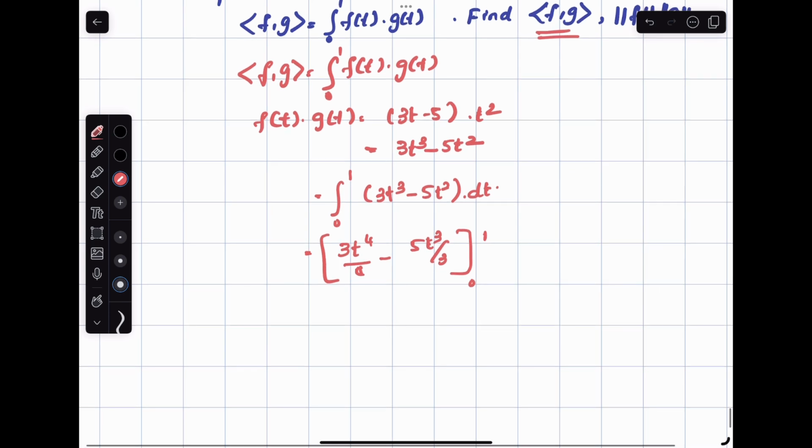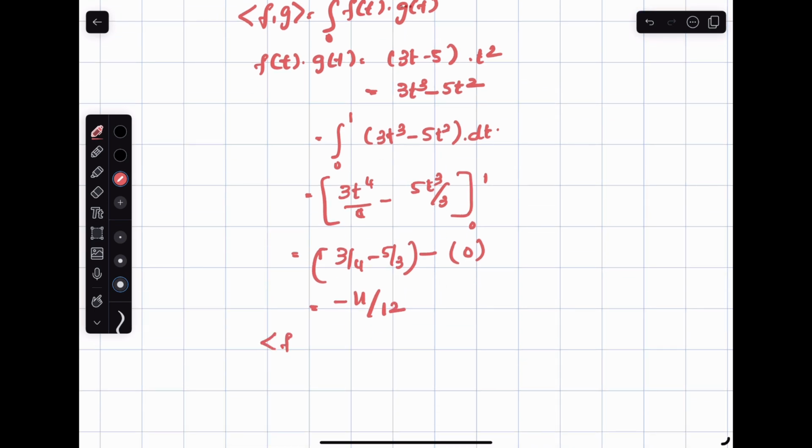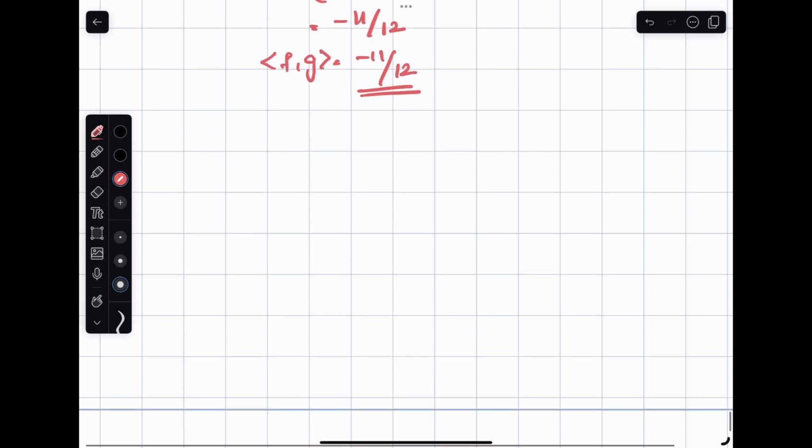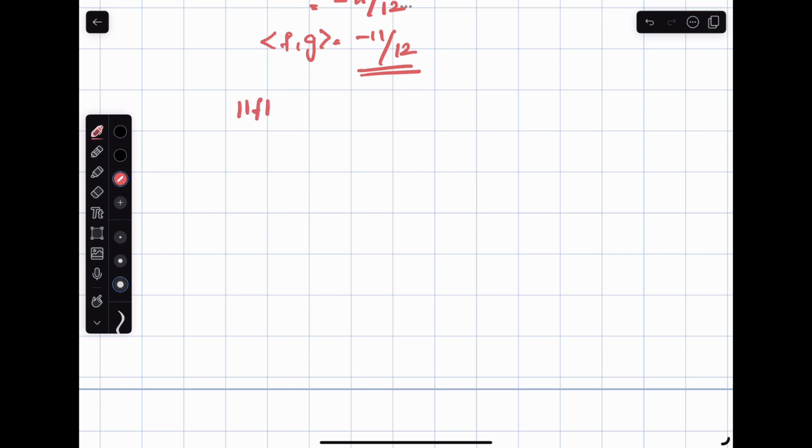It is always the upper limit minus the lower limit. So it is 3 by 4 minus 5 by 3. If I apply the lower limit, it is equal to 0. So I'll get the answer as minus 11 by 12. So the inner product of f comma g is minus 11 by 12.